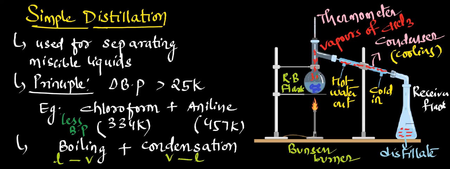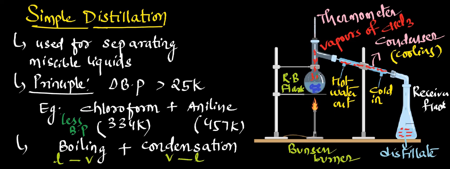distillation process. Like if you see in the round bottomed flask, the boiling process is taking place. In the condenser, the condensation process is taking place. Chloroform will be collected as a distillate and aniline will be left behind in the round bottomed flask.